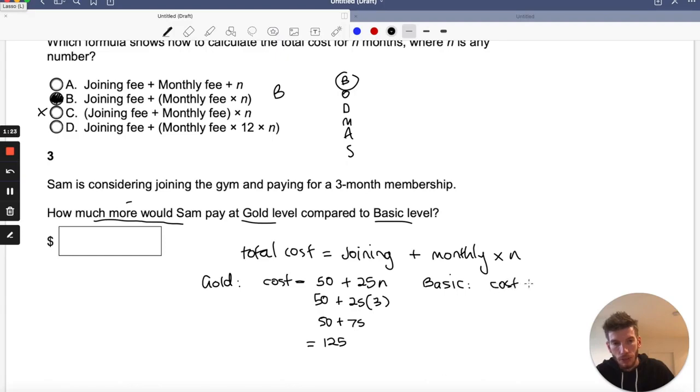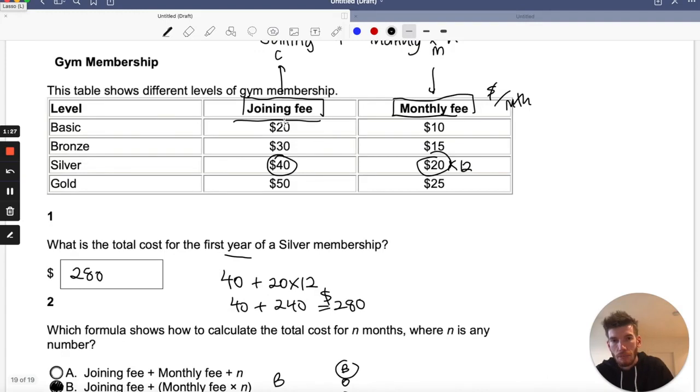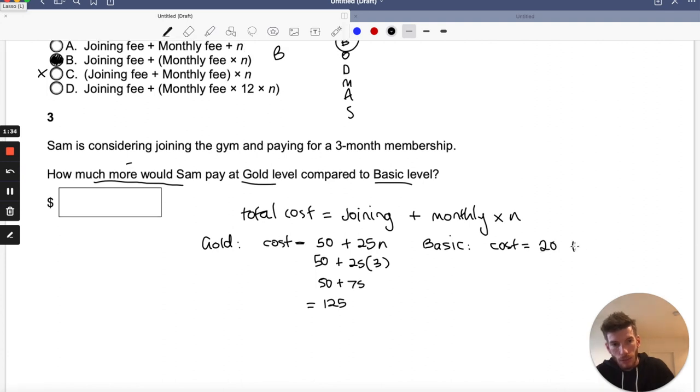If we do that then for the basic plan, we do the same thing. So the cost is equal to, we'll have different joining and monthly fees. So now the joining fee here, the basic is $20 and the monthly is $10. So that will be 20 plus 10, and there's the equation. And then again, we can put the 3 in for 3 months. That'll then give us $30 there, 10 times 3, and 20 plus 30 is going to give us $50.